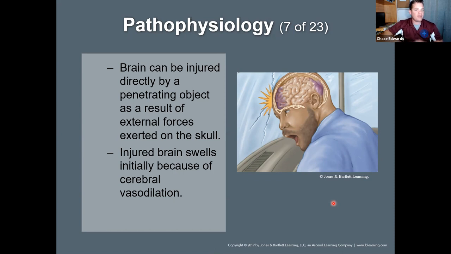So the brain can be injured directly by a penetrating object or as a result of external forces, okay? And the motor vehicle crash is the most common cause of brain injury, all right? So the injured brain swells initially, and this causes cerebral vasodilation.